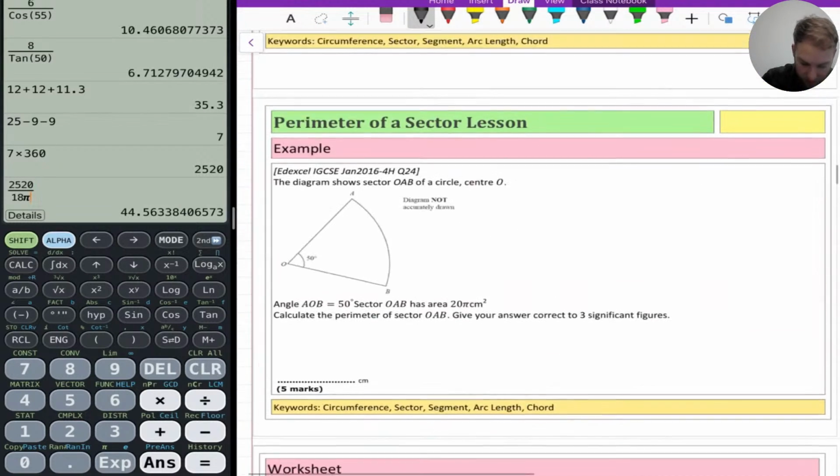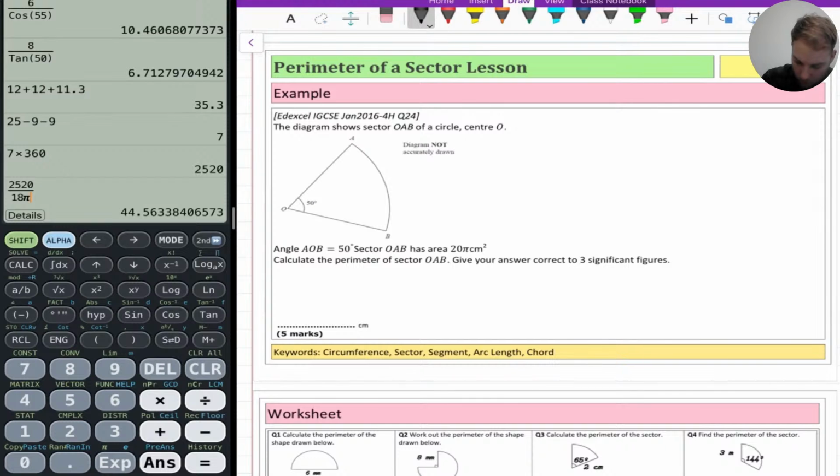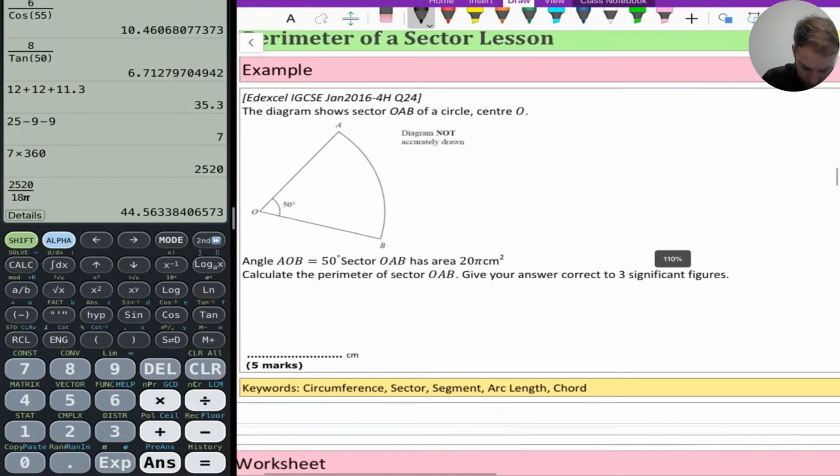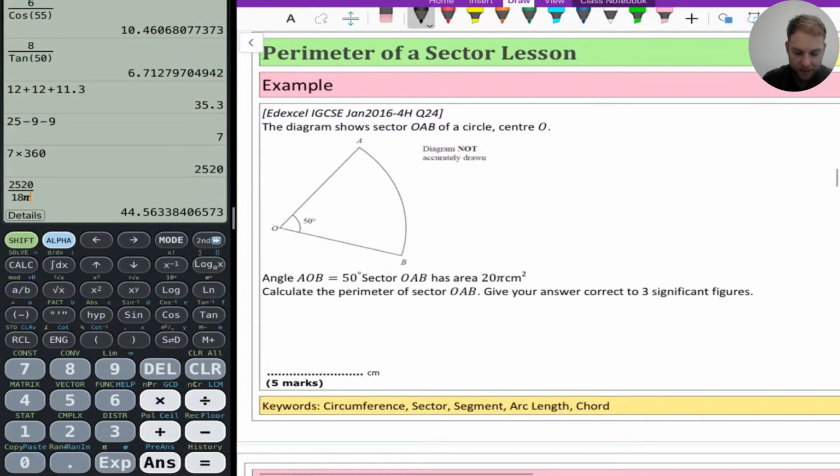Alright, this is the last question we'll do, and then we'll have a go at some ourselves. So here it is. I think it's example 6, isn't it? Example 6. This will be the last example we'll do before you have a go at some yourself. The diagram shows sector OAB. The angle is 50 degrees, and it has an area of 20 pi centimeters squared. Calculate the perimeter of OAB.